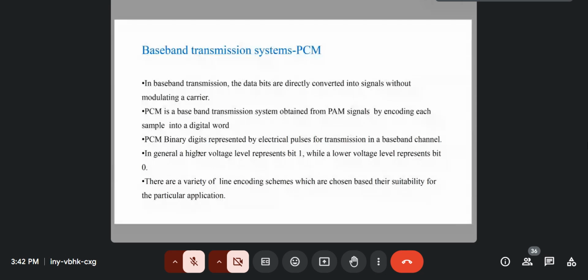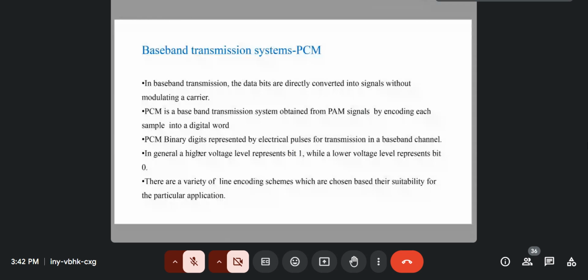So generally, for baseband transmission systems, digital baseband transmission, again, you have to be very careful. You talk about digital: the higher level represents a bit 1, and the lower level represents a bit 0. So we are going to look at various encoding schemes and how you select an encoding scheme. What do you look at?